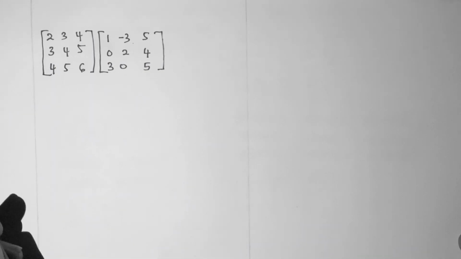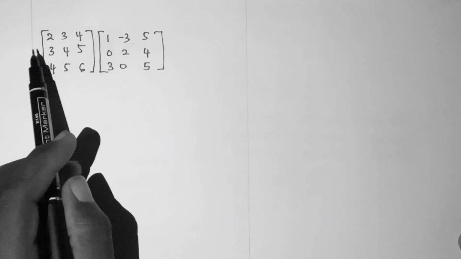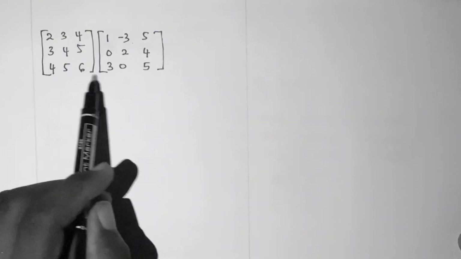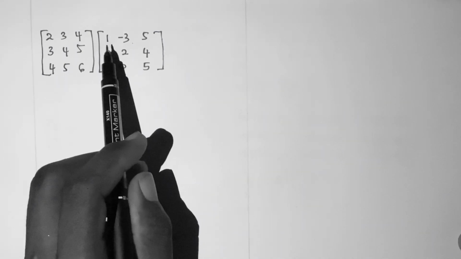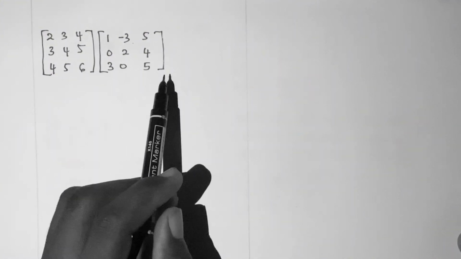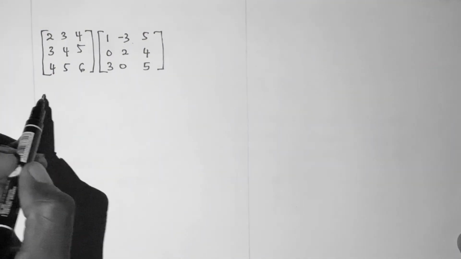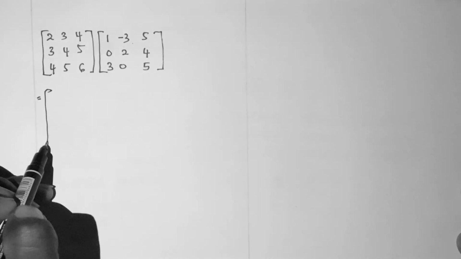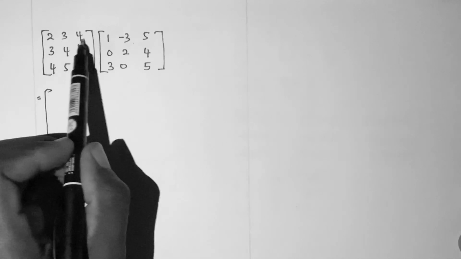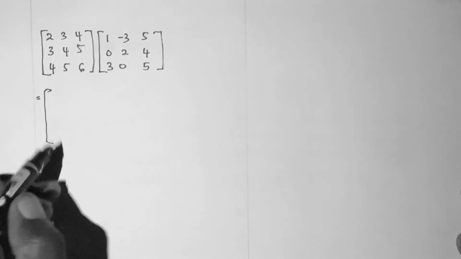So we have been given this 3 by 3 matrix to multiply. The first matrix is 2, 3, 4, 3, 4, 5, 4, 5, 6. And the second matrix is 1, minus 3, 5, 0, 2, 4, 3, 0, 5. So let's open a bigger bracket here. This is equal to, just as we did for the previous example, take the first row and multiply the first column.